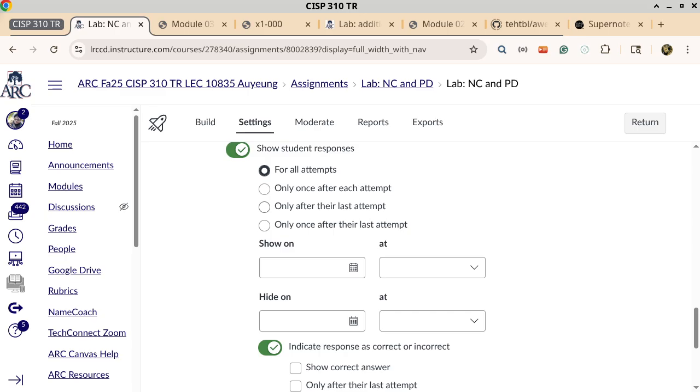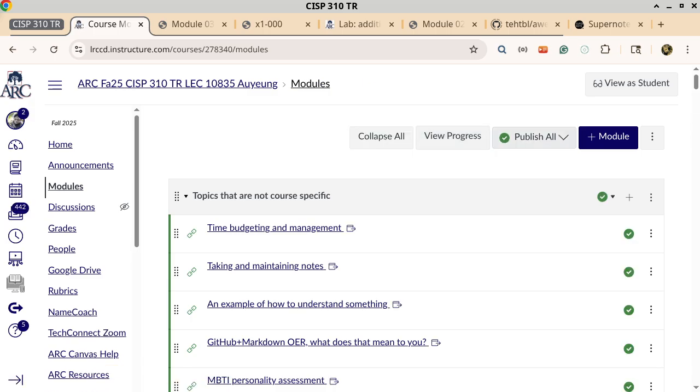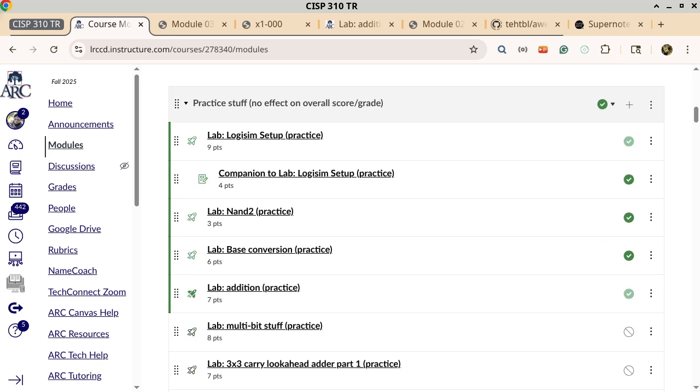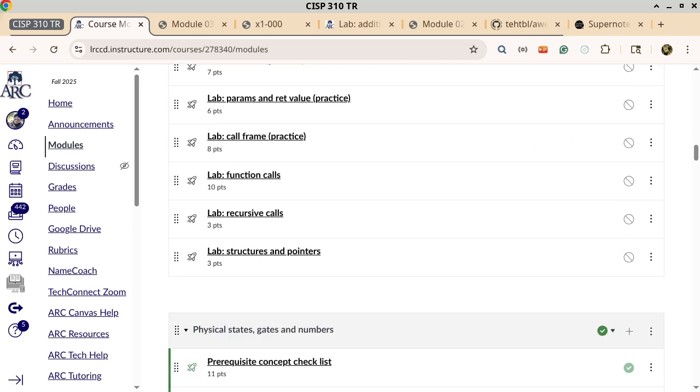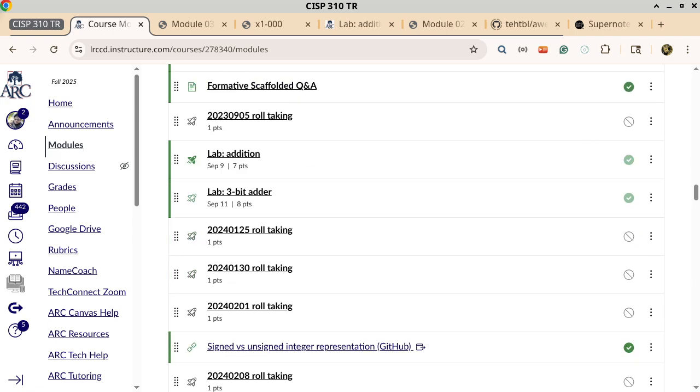Let's see. I'm thinking about whether to do this or not. Yeah, I would leave it on. That's fine. Okay, so return. That's the quote unquote lab or quiz portion. You also have to submit something at the end of this whole thing, and I will also set that up to be the end of today.